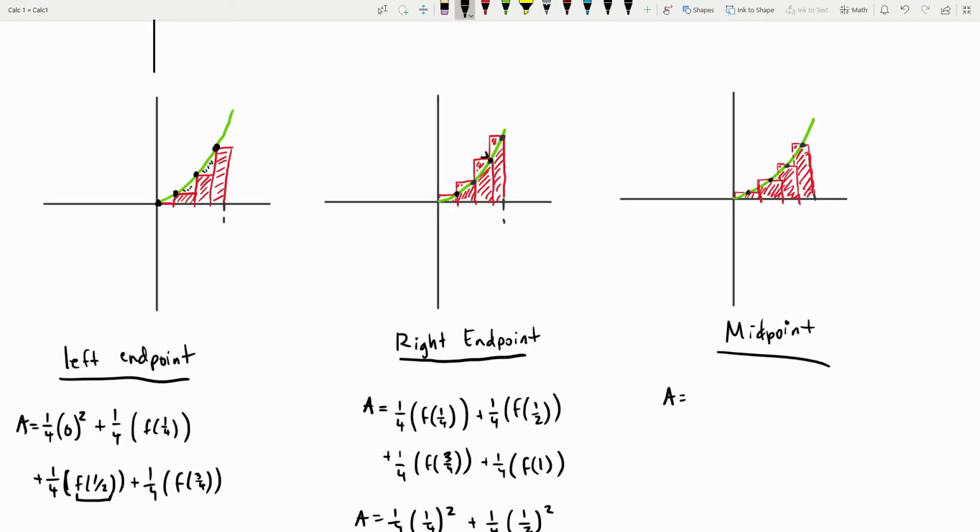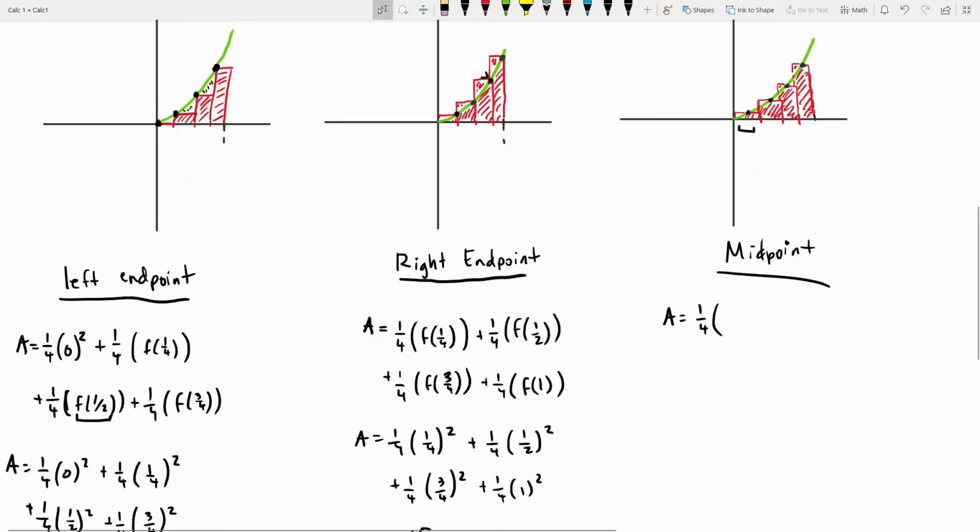The area of a rectangle is equivalent to length times width. The width of each rectangle is going to be 1/4. And now the height of each rectangle is going to be at this black dot right here. But this black dot is the middle of the rectangle, right? So if the rectangle has a width of 1/4, let's say this is all 1/4, the midpoint of this rectangle right here is going to be at 1/8. So the first one will be f at 1/8.